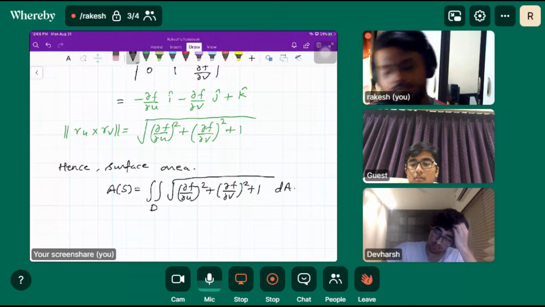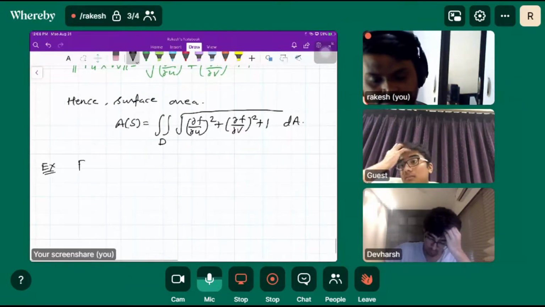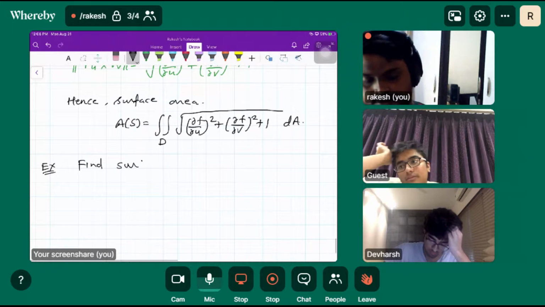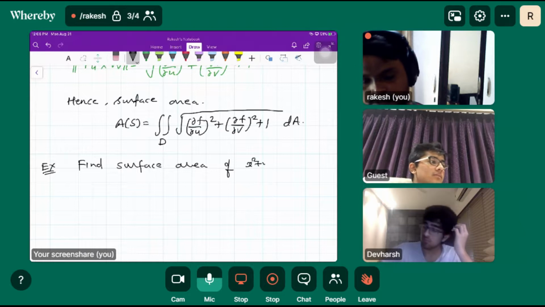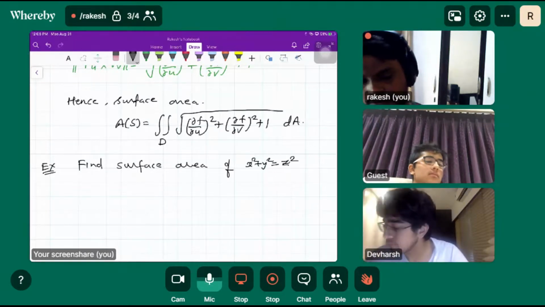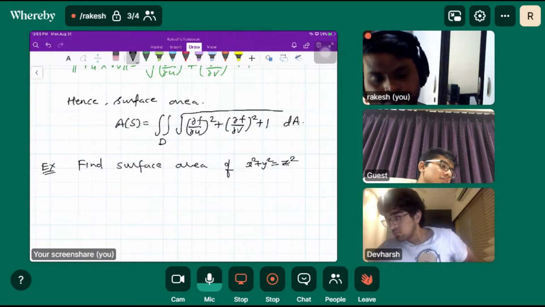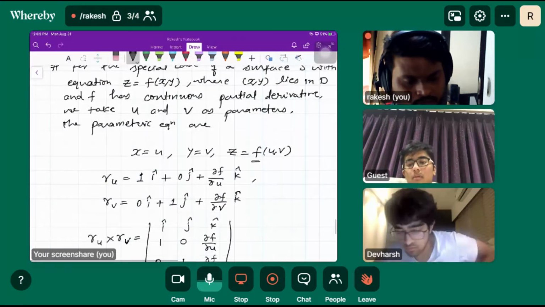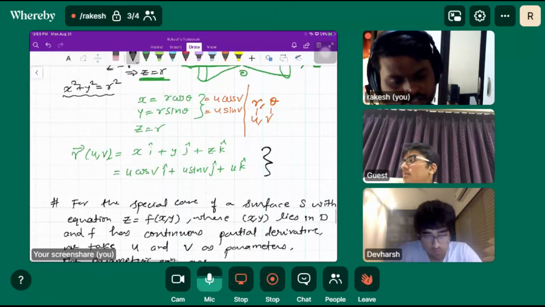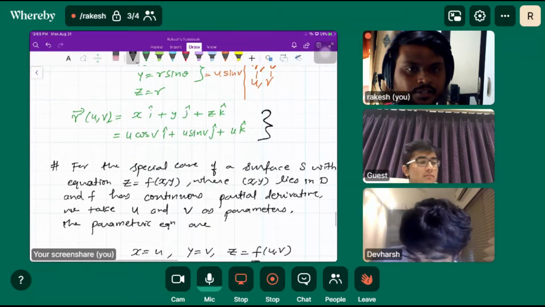Okay. Write down a question. Find the surface area of x square plus y square is equal to z square. This is the same as the example we worked on. I think so. You can consider this R directly, right?